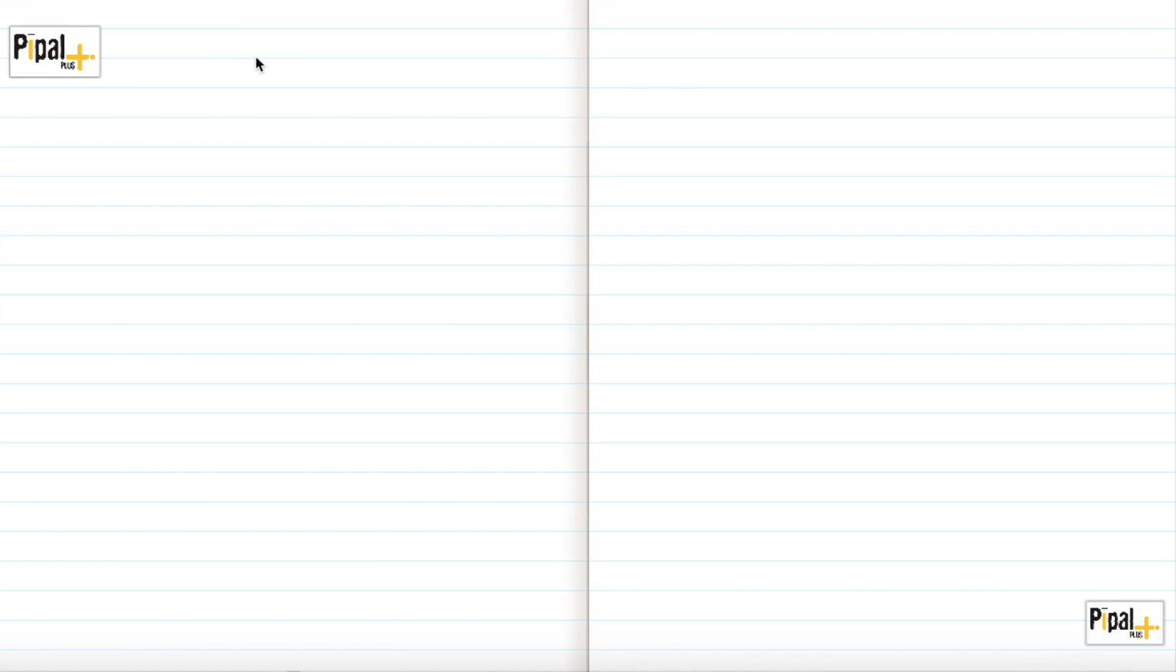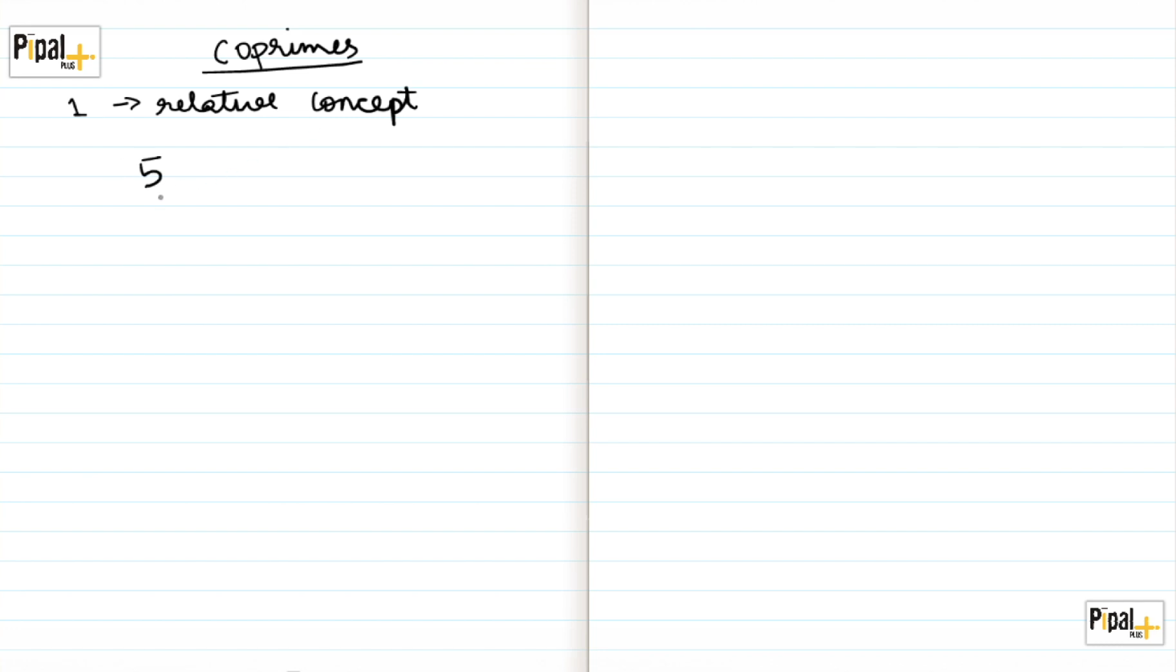Now we'll talk about the concept of coprimes. The first thing we must understand about the concept of coprimes is that this is a relative concept. Okay. Now, relative concept means that there is no one single entity which can be a coprime. It has to be coprime in relation to another entity.